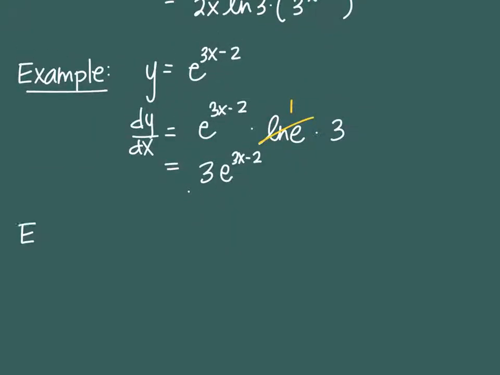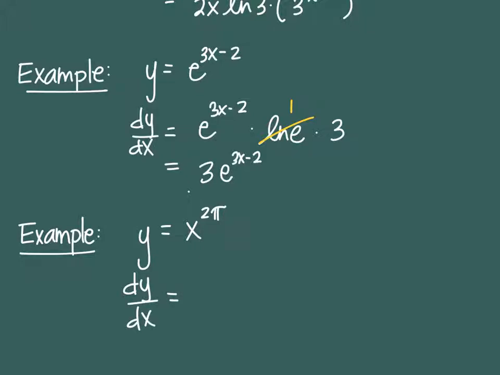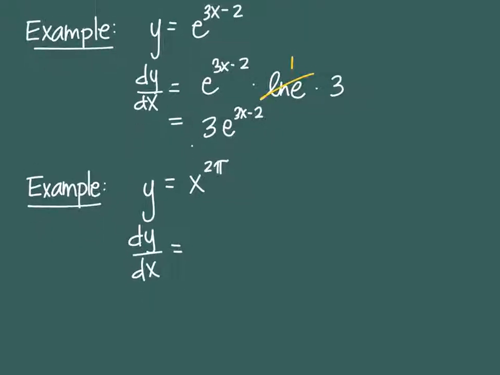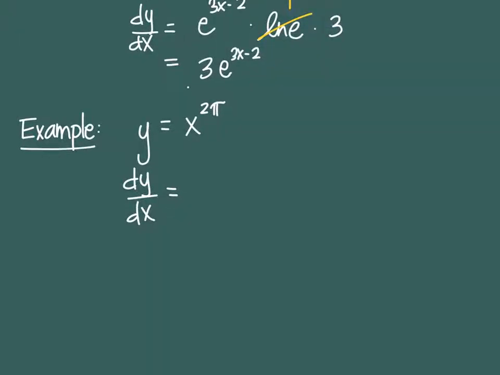Okay, how about this one? All right, how about if y is defined as x to the 2 pi? And then what would the rule be for taking that derivative? All right, well, what rule should we use for this one? Polynomial this time. Okay, we're going to use the polynomial rule. Why? Because the variable is the base, and the power is constant this time.